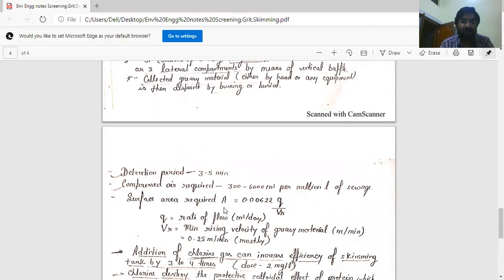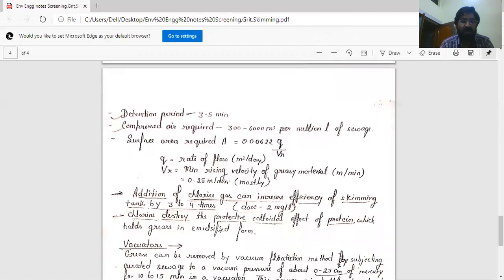Surface area required A is equal to 0.00622 Q by VR. Q is equal to rate of flow in cubic meter per day, and VR is equal to minimum rising velocity of greasy material in meter per minute, or 0.25 meter per minute in most cases.